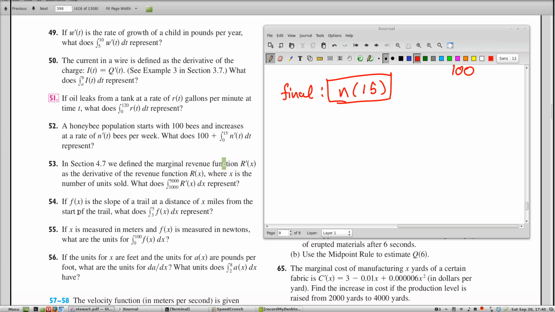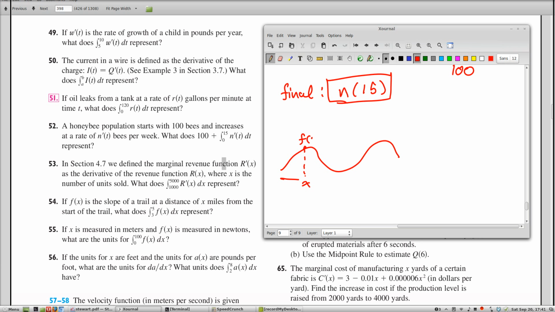All right. f(x) is the slope of a trail at a distance of x miles from the start of the trail. It's just the derivative. So if here's the trail, then at some point x miles from the beginning, f(x) is just the slope of this line. In other words, f(x) is the derivative of whatever curve this is. So if this is g(x), then f(x) is just g'(x).